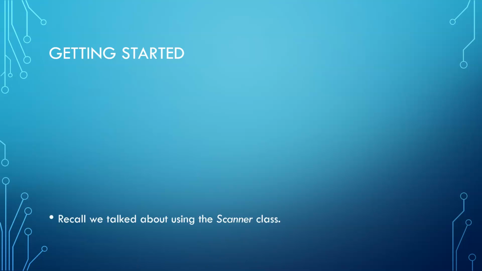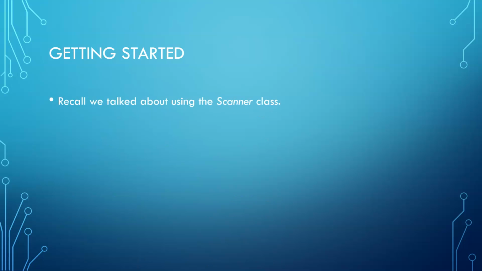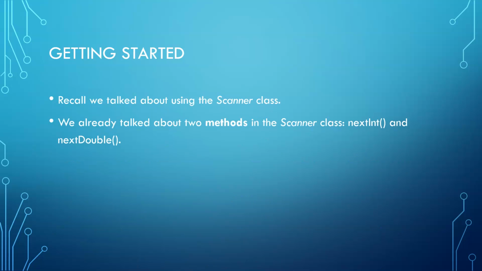If we wanted to get started with this, recall we've already talked about using the Scanner class. We've talked particularly about two different methods in the Scanner class, nextInt and nextDouble. nextInt allows us to get an integer from the keyboard, and nextDouble allows us to get a double. This is very handy because instead of just having a static program like we saw previously, the Scanner class has allowed us to pull in different values from the user.